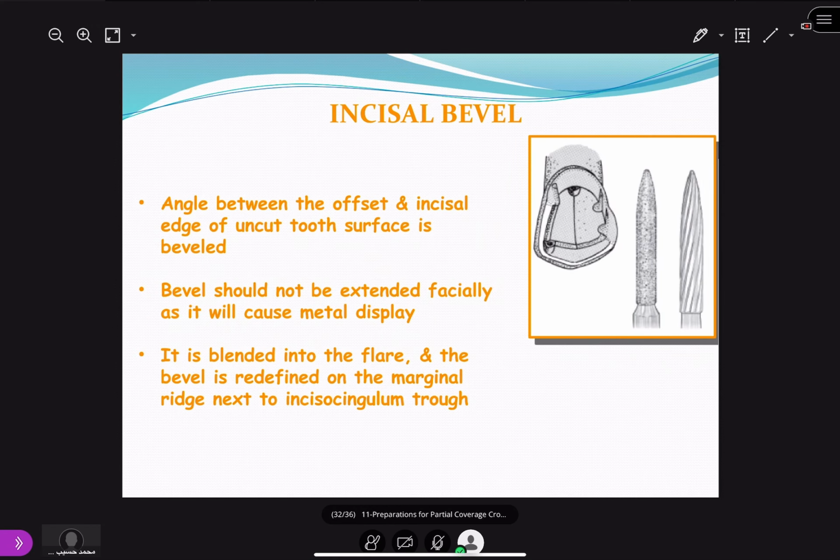So when you have done with the proximal groove, proximal flare, ledge preparation, and the incisal offset, the last feature is the incisal bevel. The angle between the offset and the incisal edge cut surface is beveled. The bevel should not be extended facially, as it will cause metal display. It is blended to the flare, and the bevel is redefined on the marginal ridge next to the incisocingulum trough.